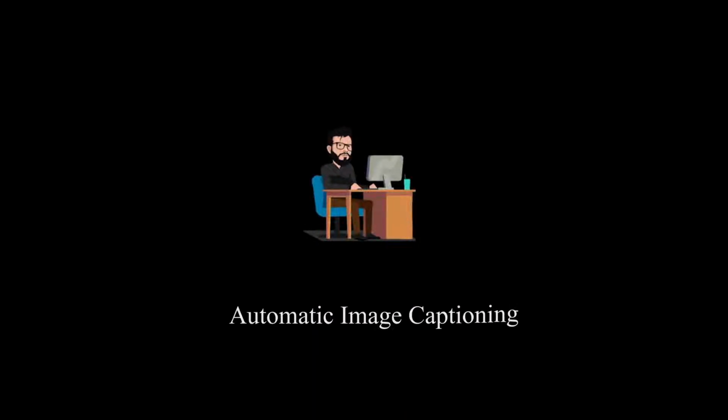The idea of combining computer vision and natural language processing gave birth to a neural network which takes an image as input and outputs a sentence describing what is in the image. This concept is called automatic image captioning. So here is the way it works.